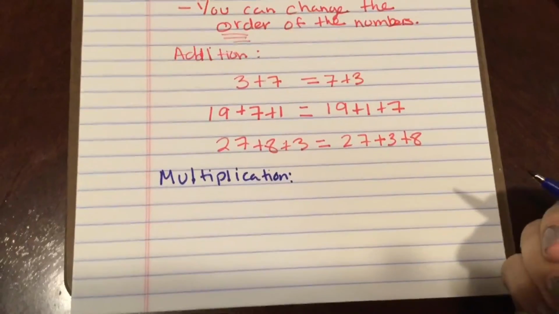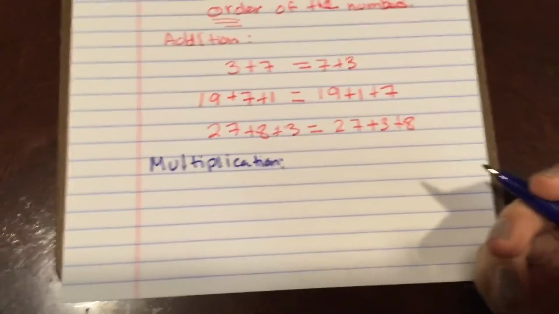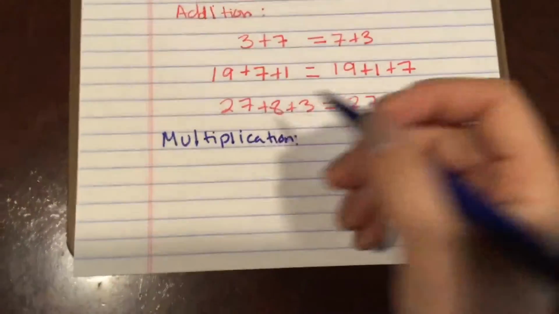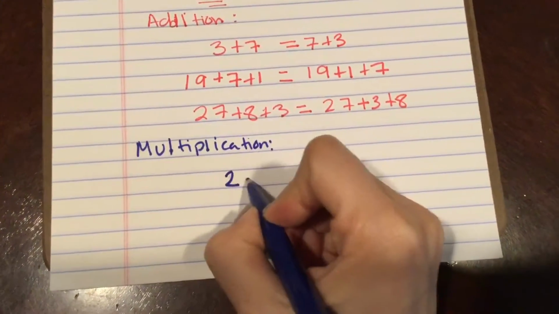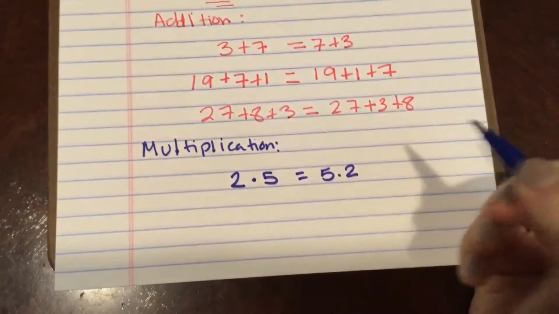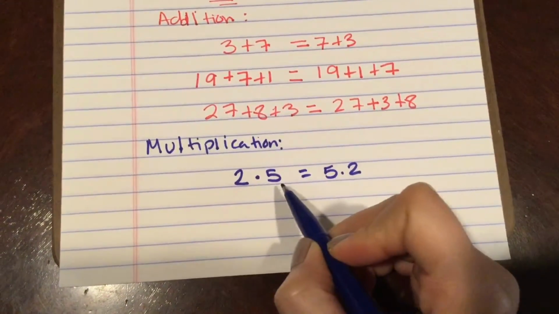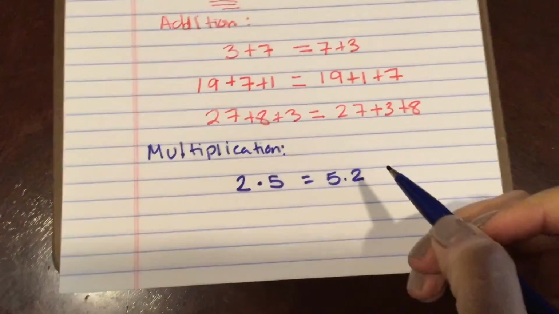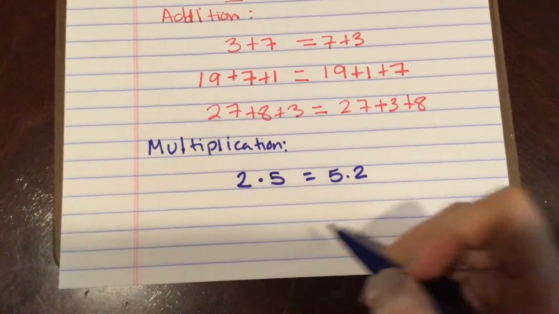Okay, now let's talk about the commutative property of multiplication. Same thing as the addition, except we're multiplying. It says that 2 times 5 is the same thing as 5 times 2. You get the same answer. 2 times 5 is 10. 5 times 2 is also 10.